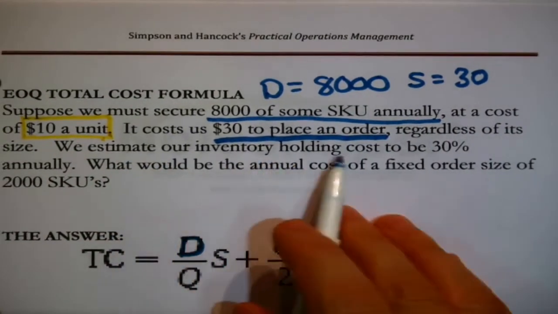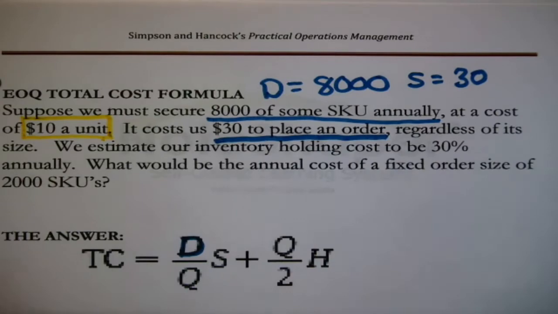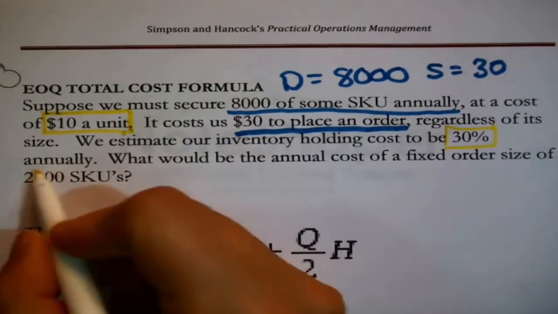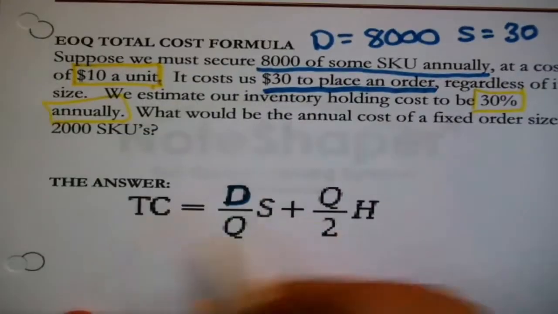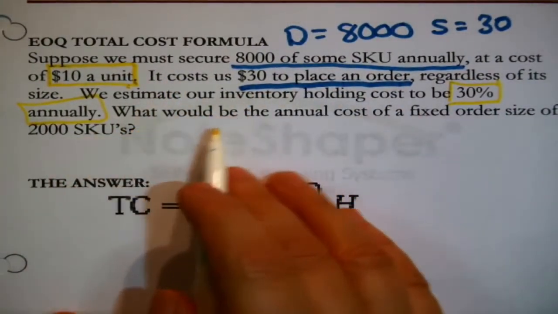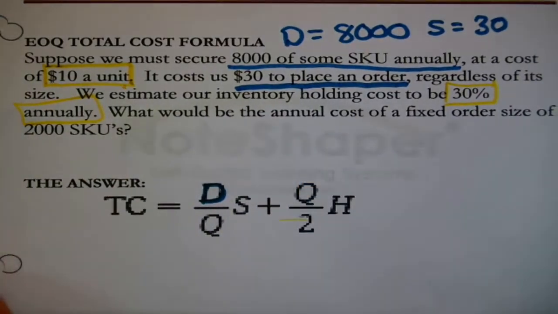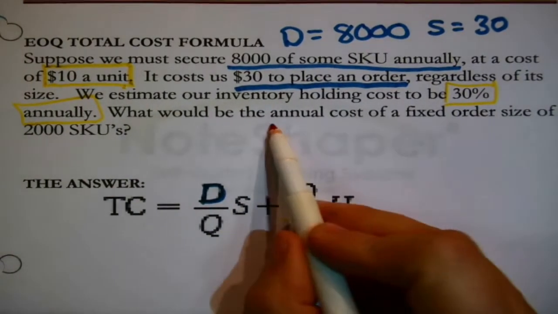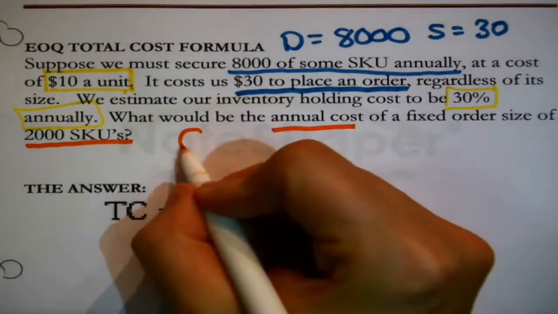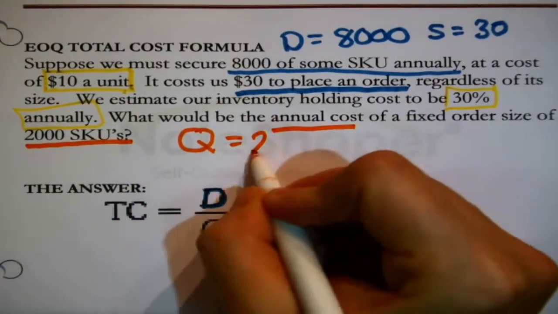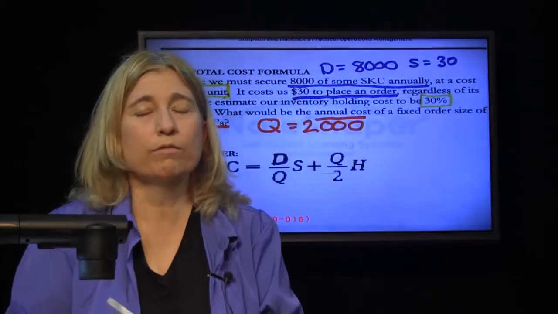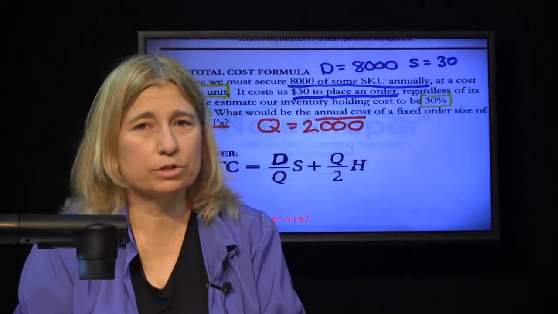Okay, we estimate our inventory holding costs to be 30% annually. That is another very interesting piece of information. But there's no place to put in a percent down here. Sorry, let's just hang on to that. What would be the annual cost of a fixed order size of 2,000 SKUs? Notice the question. The question is, what if we order these things 2,000 at a time?